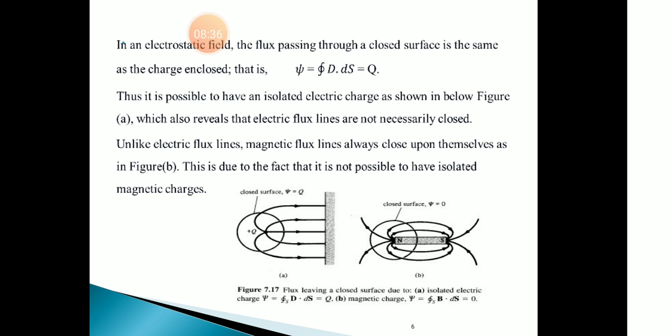They are entering at the south pole and leaving at the north pole. A single magnetic pole cannot exist like a single isolated electric charge. This is the point you have to understand. Then the integral of B dot dS is equal to 0, which shows that magnetic fields are always closed.